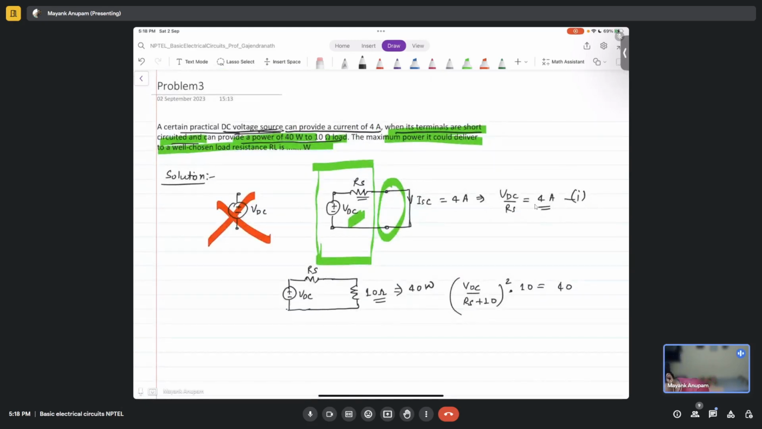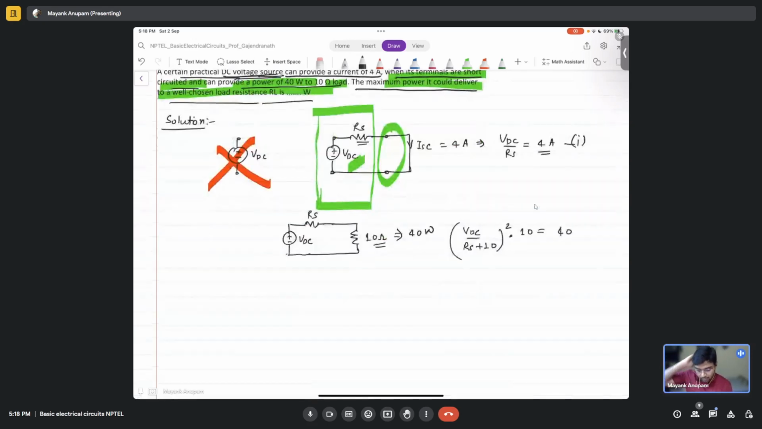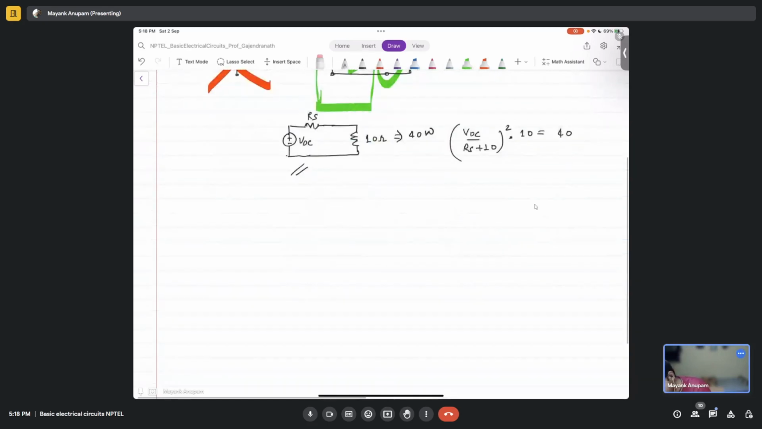Now you have been asked the maximum power it can deliver to a well chosen load RL. So you want to find out what is the maximum power that this practical voltage source can provide to a resistance. You do not know that load resistance RL, but you have been asked what is the maximum power that it can provide. In this particular case, you know that the model of this DC voltage source is like this, right?